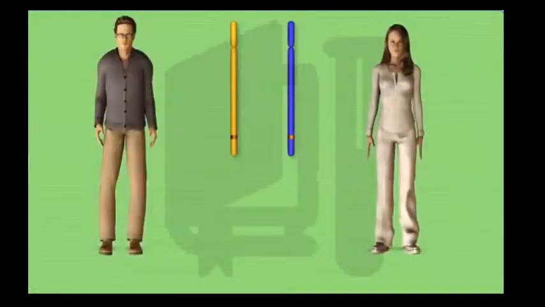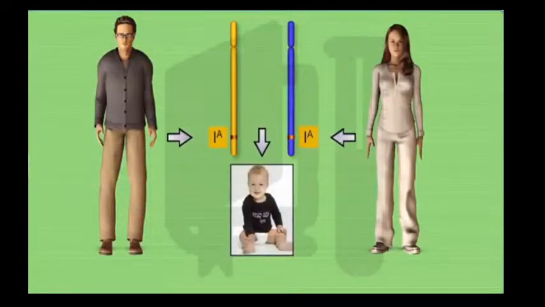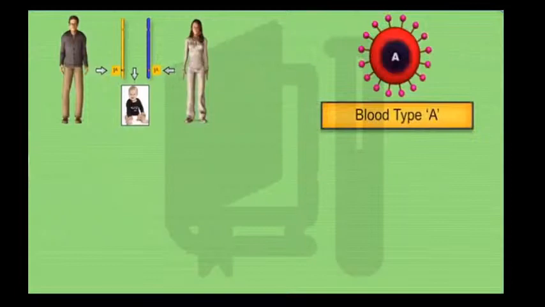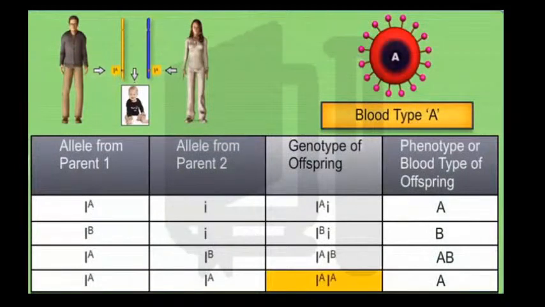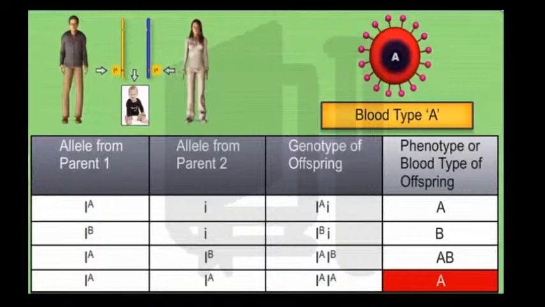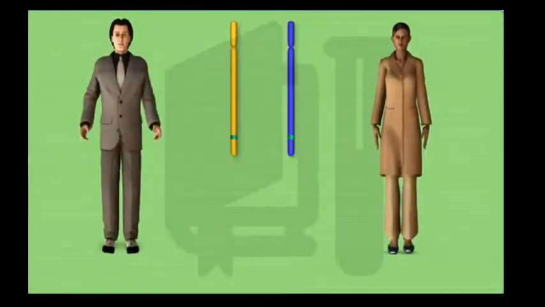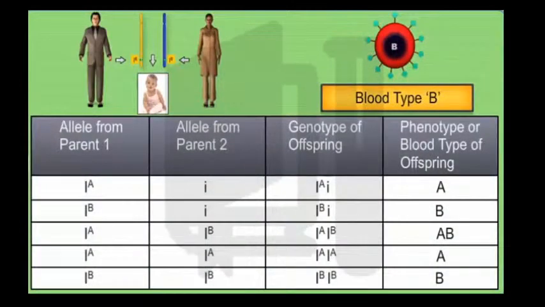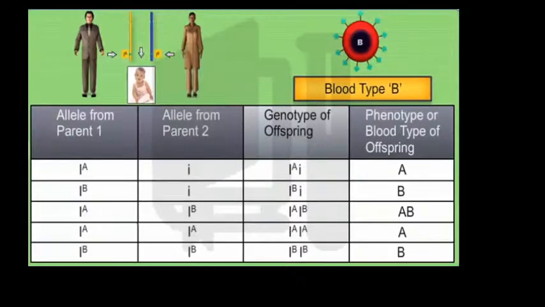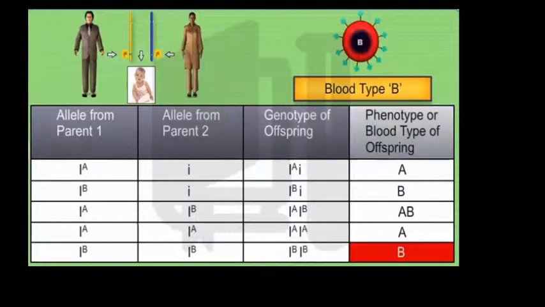Now, if the alleles from both parents are capital IA, once again the RBCs have only type A sugar in them, and therefore the offspring has a genotype capital IA capital IA, and phenotype A. Likewise, if the alleles from both parents are capital IB, the RBCs have only type B sugar, and so the offspring has a genotype capital IB capital IB, and phenotype B.